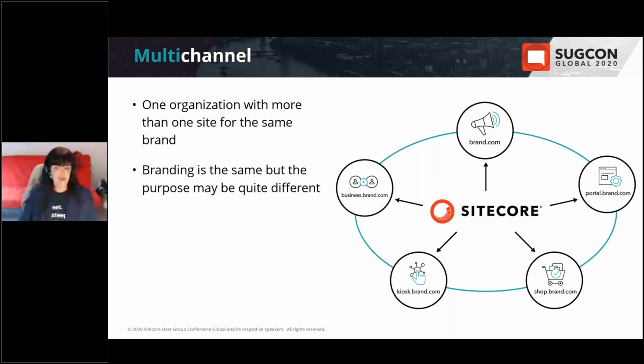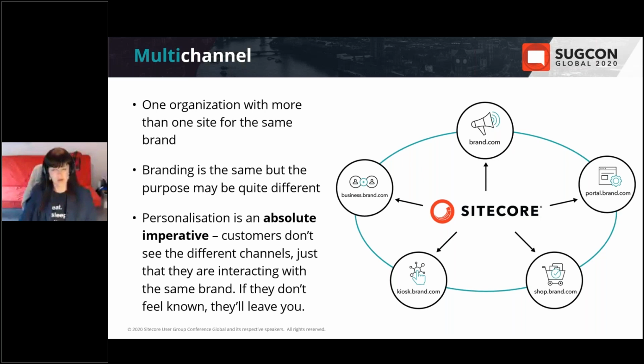Now, the branding is the same for all of these because it's one brand, but the purpose for each may be quite different. For this, personalization is an absolute imperative. You've got to do it because the customer doesn't see that they're looking at different channels. They just think, I'm still interacting with X brand, regardless of where they are. And if they have to keep telling you who they are, or if they get a very different experience across all those channels, then they're going to get frustrated and they're going to leave you.